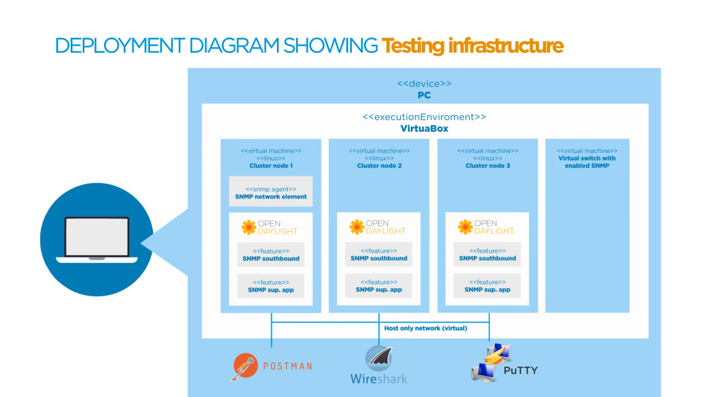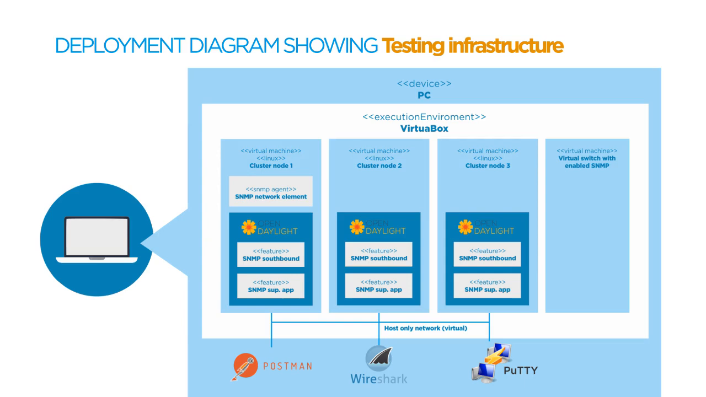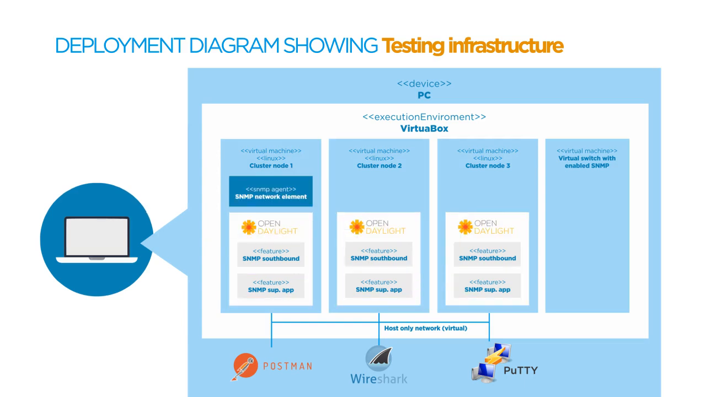In this diagram, our testing environment is shown. It's composed of 4 virtual machines. 3 of them are Debian Linux machines. On these, our ODL distribution will be running. Plus, on the first one, net-snmp will also be running, which will be our second SNMP device. The 4th virtual machine is the Cisco Virtual Switch, and it will be our first SNMP device. All virtual machines and our PC on which we are testing are interconnected through a virtual network.